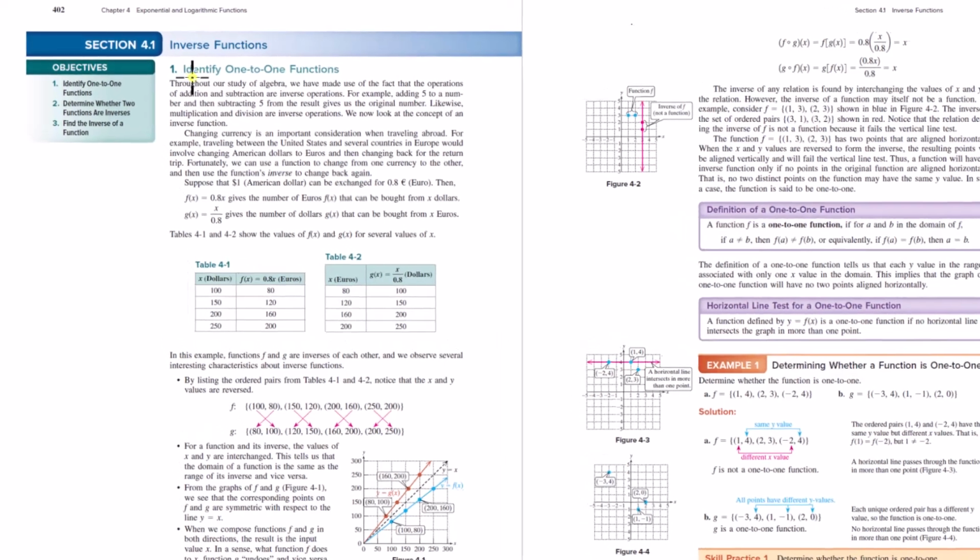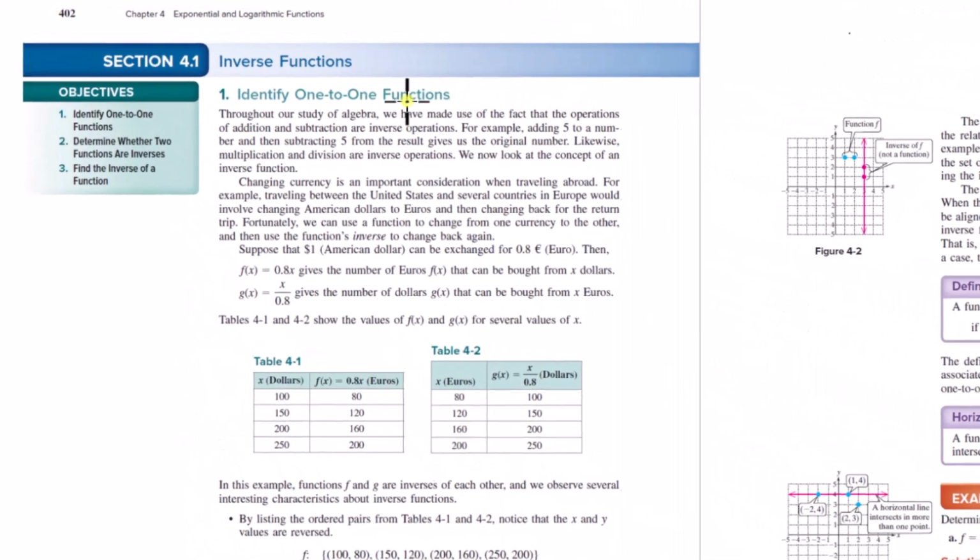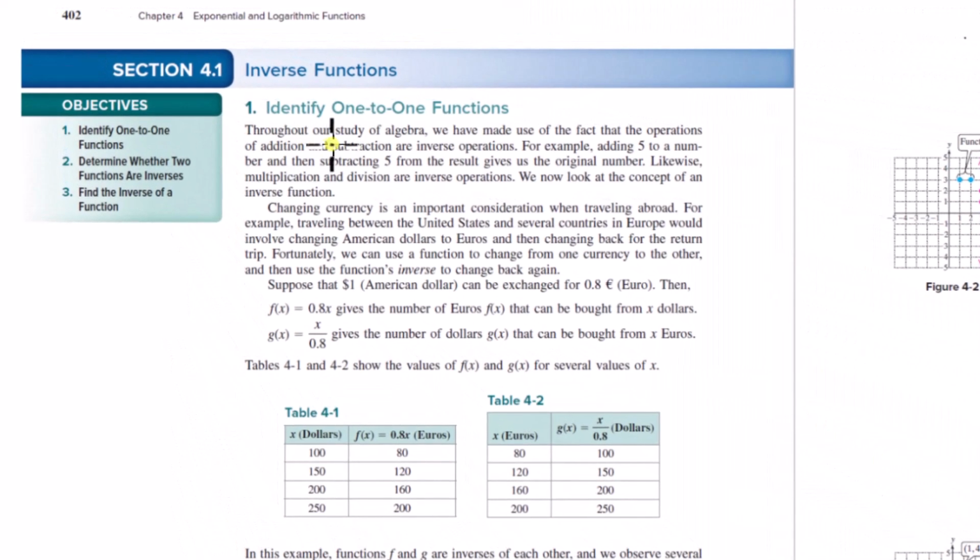Okay, identify one-to-one functions. Throughout our study of algebra, we have made use of the fact that the operations of addition and subtraction are inverse operations. For example, adding 5 to a number and then subtracting 5 from the result gives us the original number. Likewise, multiplication and division are inverse operations. We now look at the concept of an inverse function.